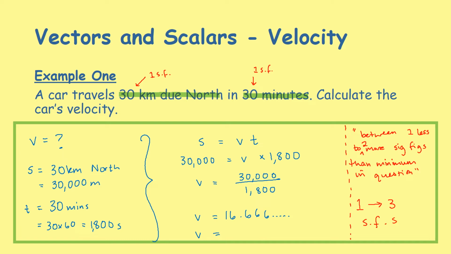Having a look at our answer, it's 16.6 recurring, so we could round this to 20, we could round it to 17, or we could round it to 16.7 meters per second. And remember, because this is a velocity, we need to put direction as well. And the direction we were given in the question was due north, so we have to include this as well. So our final answer is 16.7 meters per second due north.